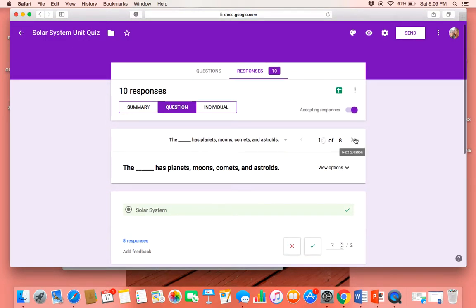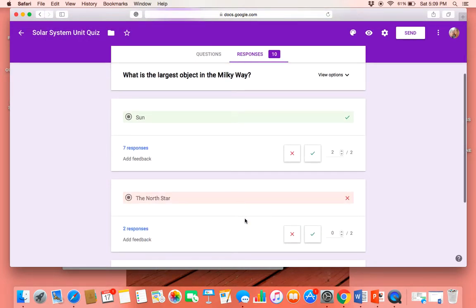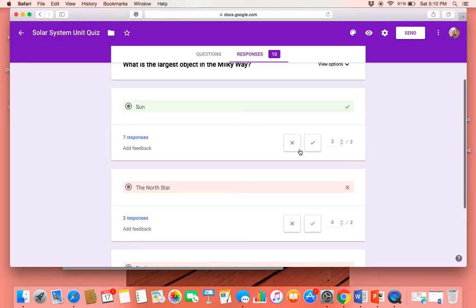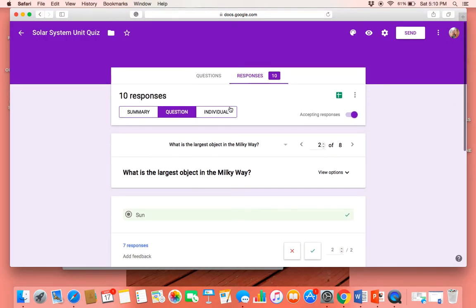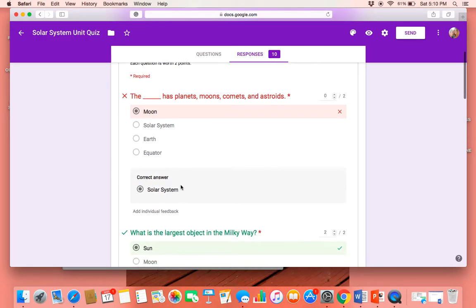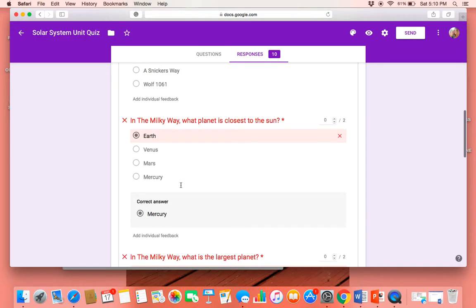like this, and you can go person by person. So this is person 2. And then this is what they answered. This indicates whether they got it correct. And I just overall think that's a really nice feature. And then this is the individual answers kind of broken down further.